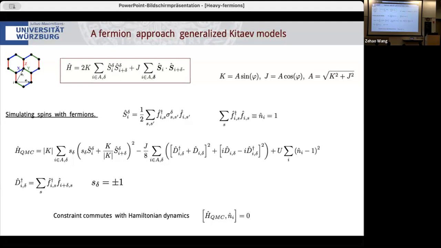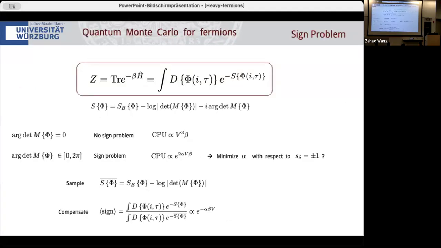Of course, when I do that, I have some freedom. I have this freedom of this S delta, which can be plus or minus 1. You agree, right? So for each bond, I can choose. I have 3 S deltas which I can choose. And of course, we're going to impose the constraint exactly. So now we have a model which has a sign problem, but we have a formulation which has a minimal degree of freedom for a parameter, this S of delta.